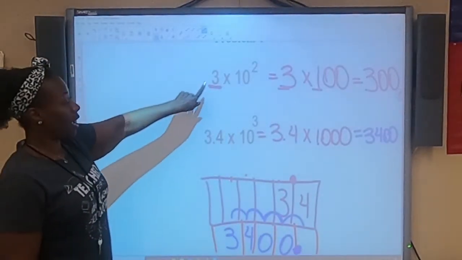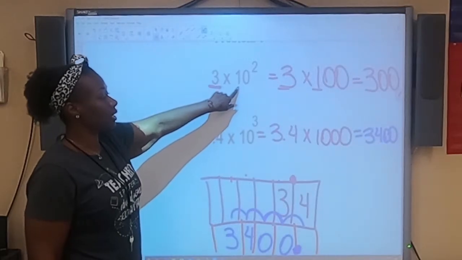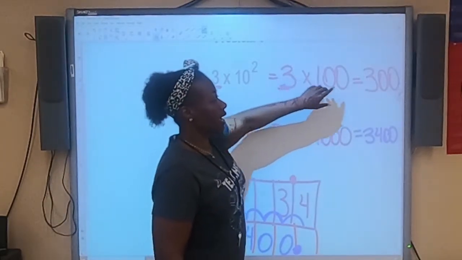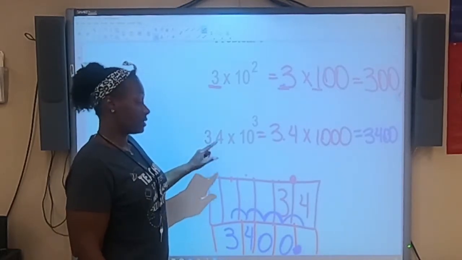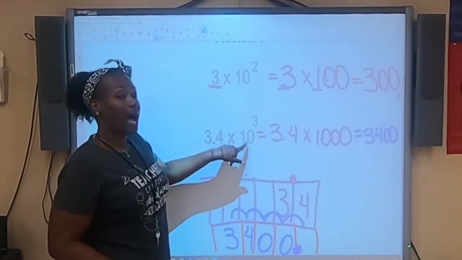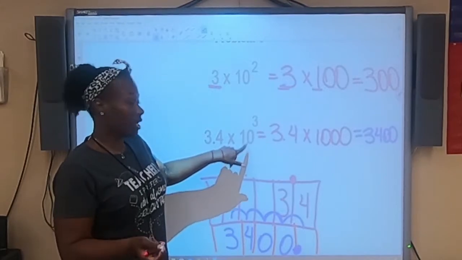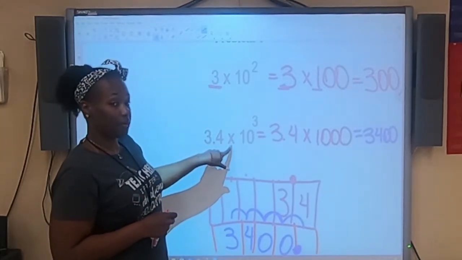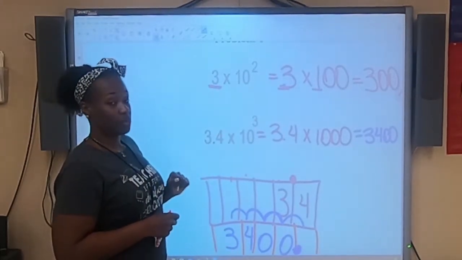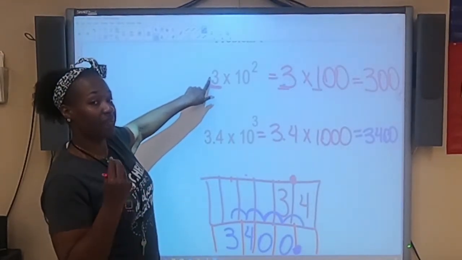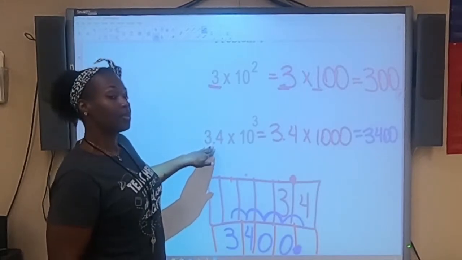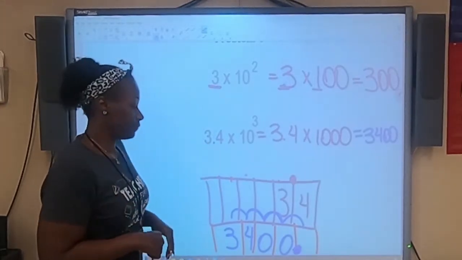Remember, when I have a whole number times the power of 10, I can do basic fact, add zeros. When I have a decimal times a power of 10, I have to shift. I have to shift to the left 3 times when I have an exponent of 3. So, whole number, basic fact, zeros. Decimal, I have to shift.